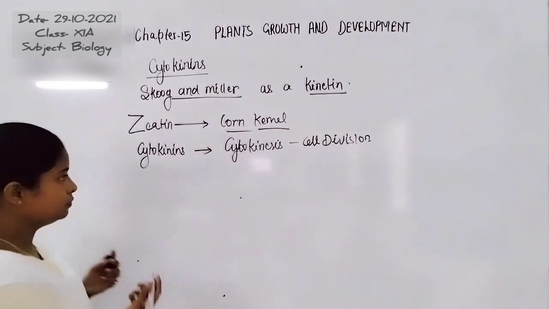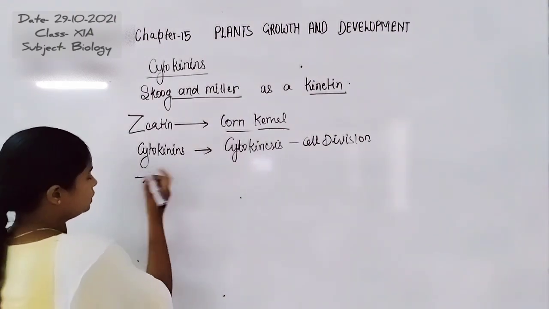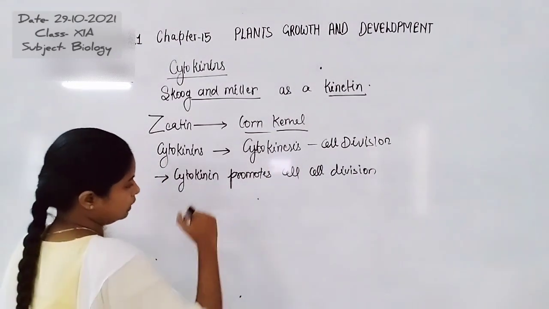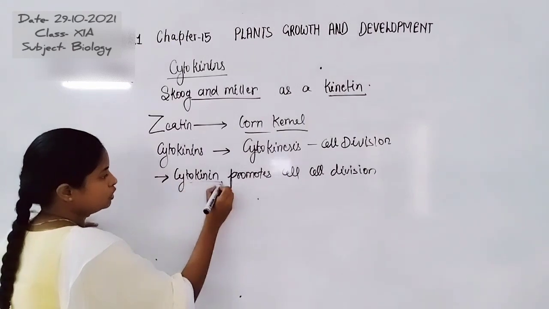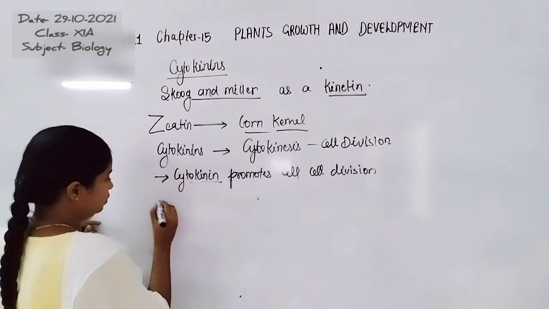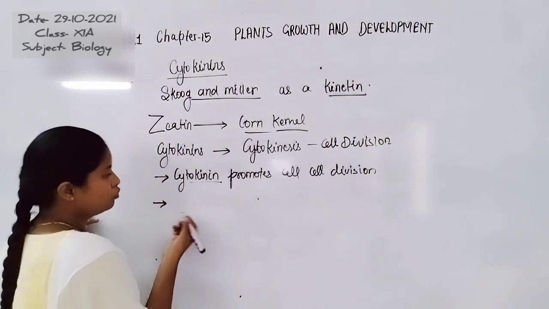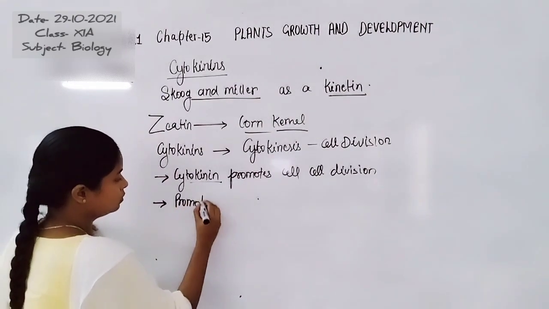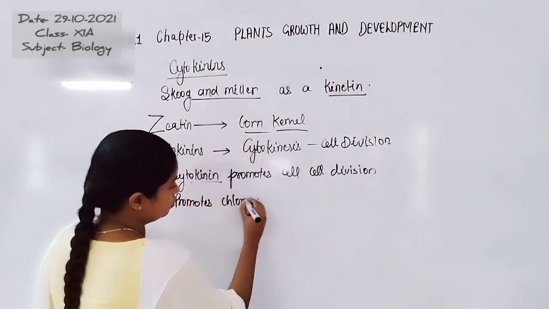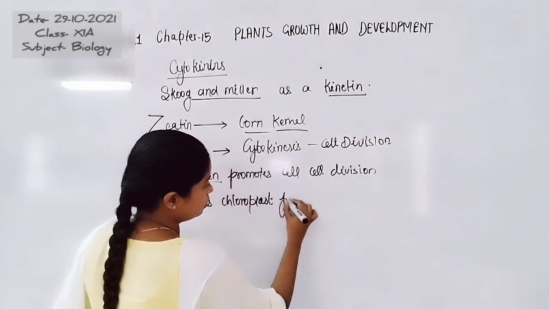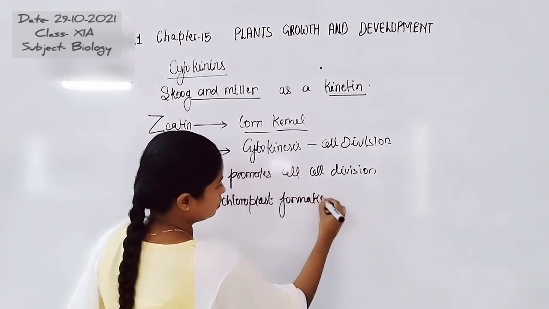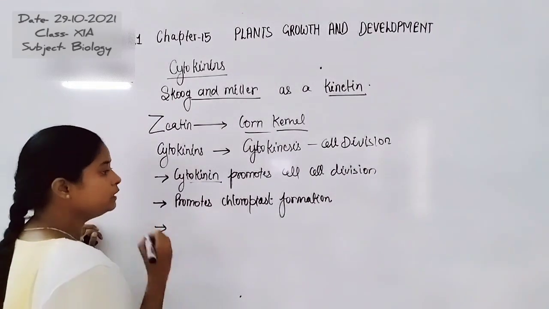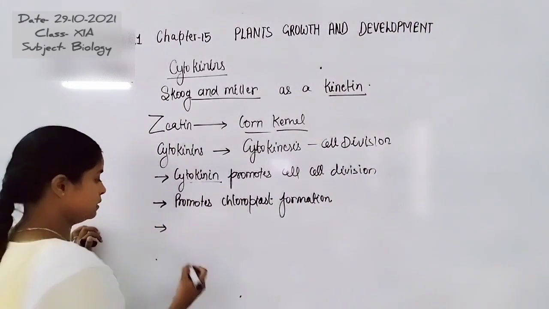So what is the meaning of this one? Now they promote cell division, and due to this reason they are denoted by the name cytokinin. Second, they also promote chloroplast formation. Another function is that they delay leaf senescence.